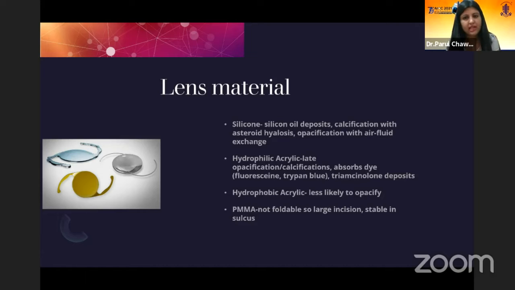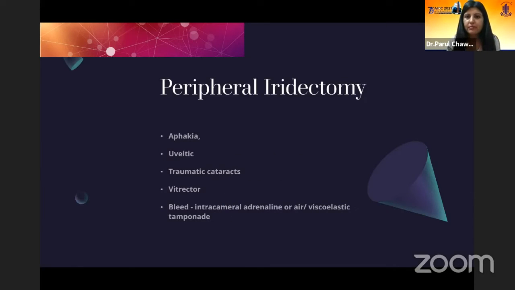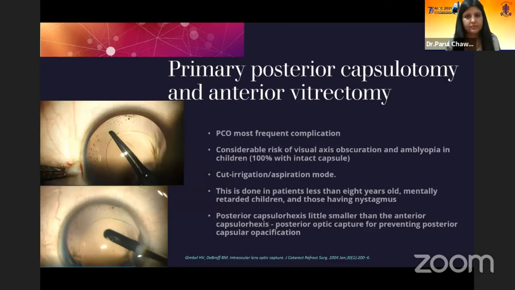The hydrophobic acrylic are the least likely to opacify, and PMMA are not foldable, so they require a larger incision, but they are stable in the sulcus. Peripheral iridectomy should be preferred in patients who have aphakia or who have uveitic cataracts or traumatic cataracts, and it should always be done with a vitrector, and the bleed can be controlled with intracameral adrenaline or air or viscoelastic tamponade. Primary posterior capsulotomy and anterior vitrectomy are very important.